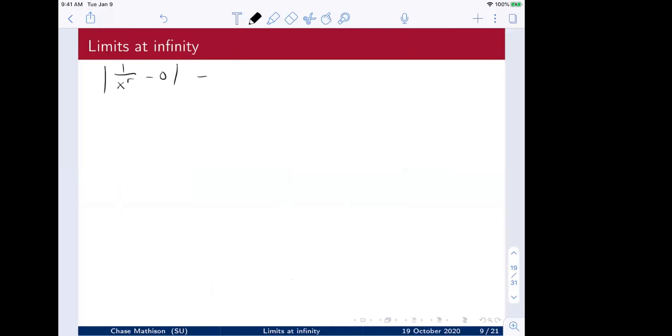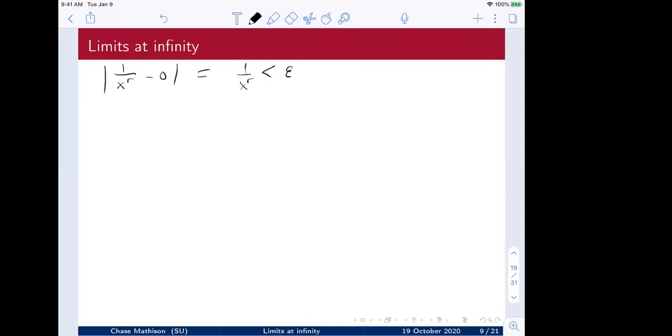First of all, we're looking at a limit as x gets really big, or x goes towards positive infinity. So this is equal to, when I subtract 0, nothing happens. And I'm taking the absolute values, but what sign does 1 over x to the r have? It's positive. We're looking at the limit as x goes to positive infinity. So 1 over x to the r is already positive. I don't need the absolute values to muddy things up. I want to show that this is less than epsilon.